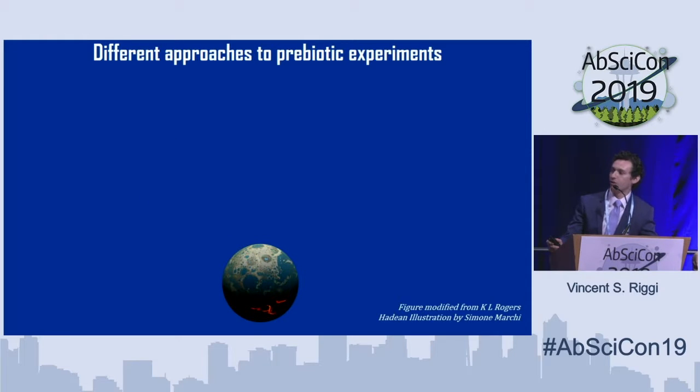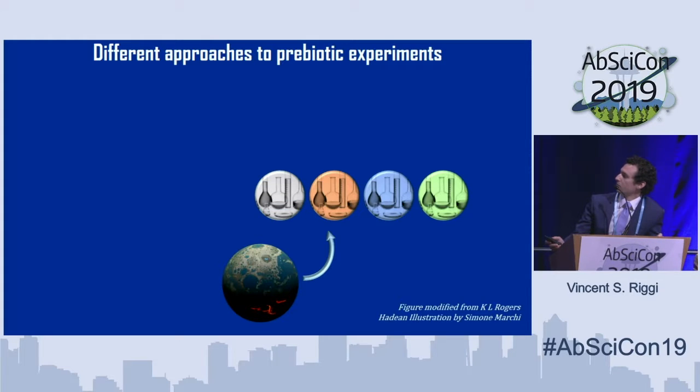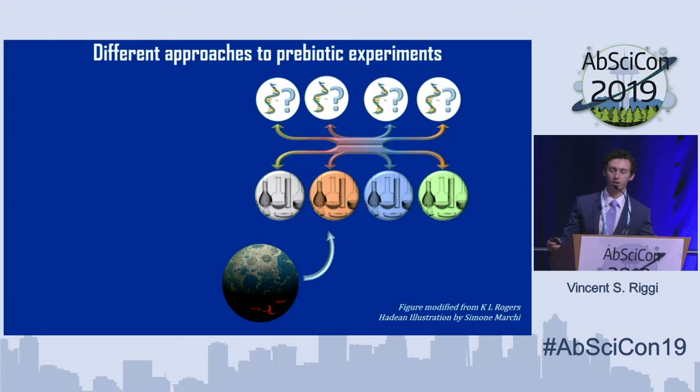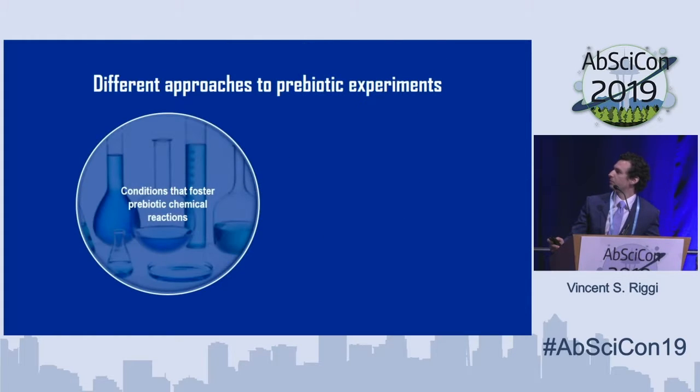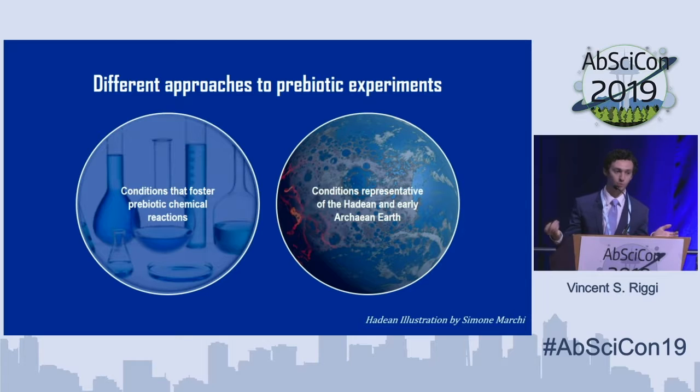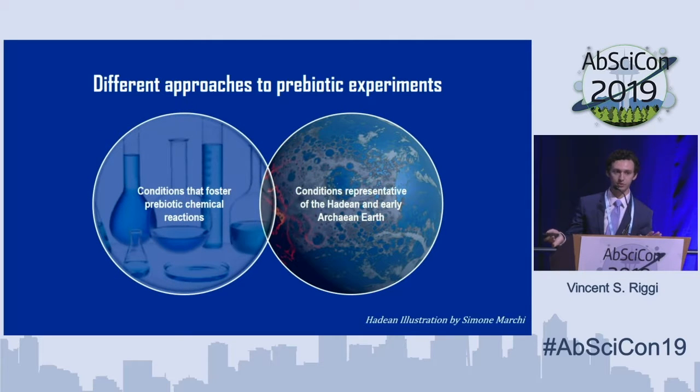So an alternative approach would be to start with the Earth. We can take the Earth and take different parameters that describe the different environments that we think were around before life, and replicate those conditions in the lab, and see what comes out of it. So as I said, I'm going to be talking about RNA here, but this can be proteins or amino acids or whatever you like. So we have conditions that foster prebiotic chemical reactions, and we have conditions that were present on the early Earth. The key to finding the pathways that are feasible for prebiotic chemistry is to look in the overlap between these two sets of conditions.